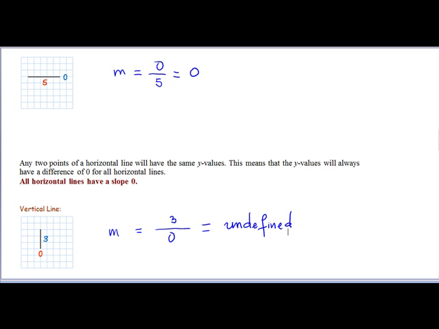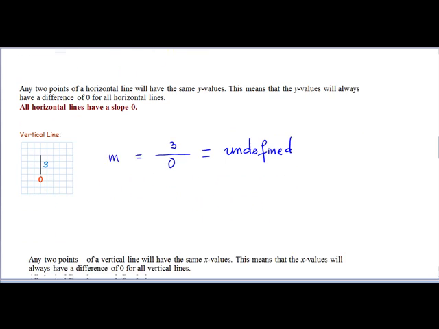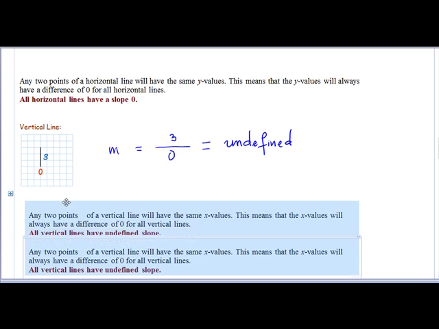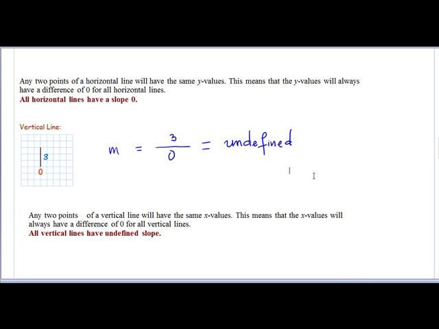So you see, for a vertical line, the slope is undefined. For any two points on a vertical line, we have the same value of x, so there is no change in x. Therefore, the change in x is 0, and 3 divided by 0 is undefined. So all vertical lines have undefined slope, because the change in x is 0.